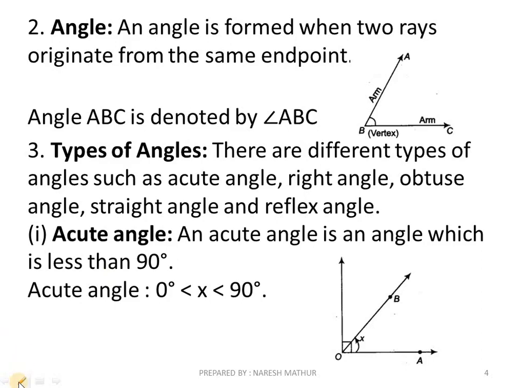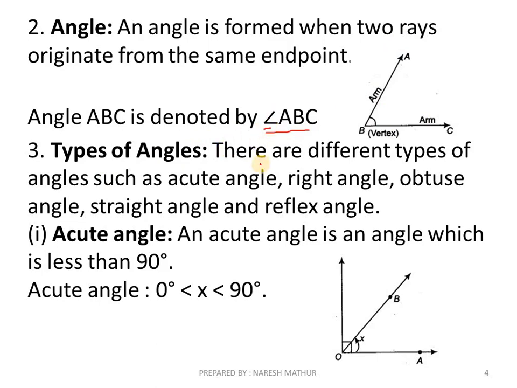Next one, an angle. An angle is formed when two rays originate from the same endpoint. Here AB is a ray and BC is also a ray, both rays originating from point B, which is called a vertex, and the angle is called angle ABC. Right? It is denoted by this symbol.